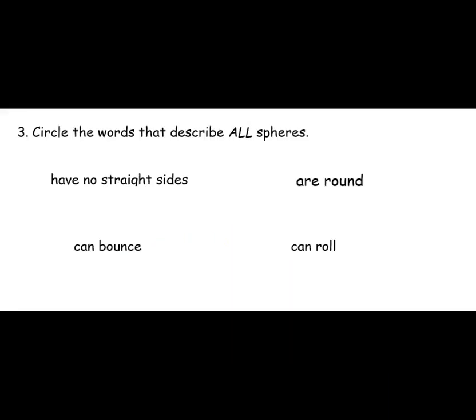And in the last section it says to circle the words that describe all spheres. So if you remember, the sphere is a ball shape. So let's look. It says have no straight sides. That would be true for our sphere. Are round, yes, our spheres are round.